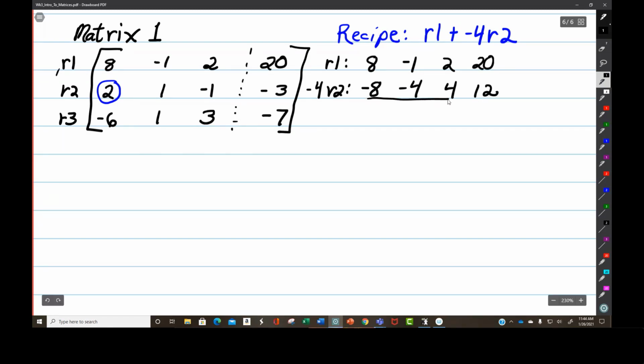And then I add together. 8 plus negative 8, or 8 minus 8, is 0. Negative 1 plus negative 4 is negative 5. 2 plus 4 is 6. 20 plus 12 is 32. And this is my new row 2.